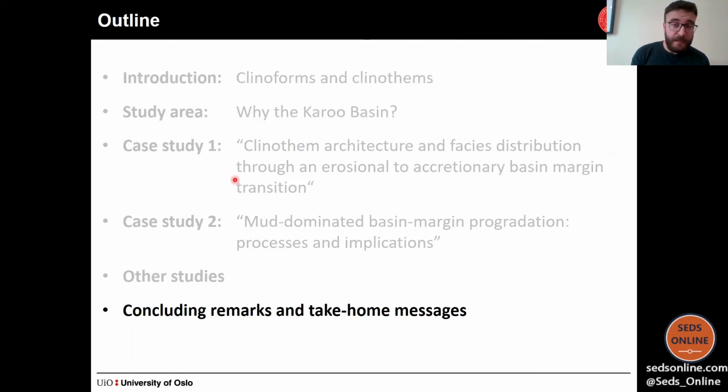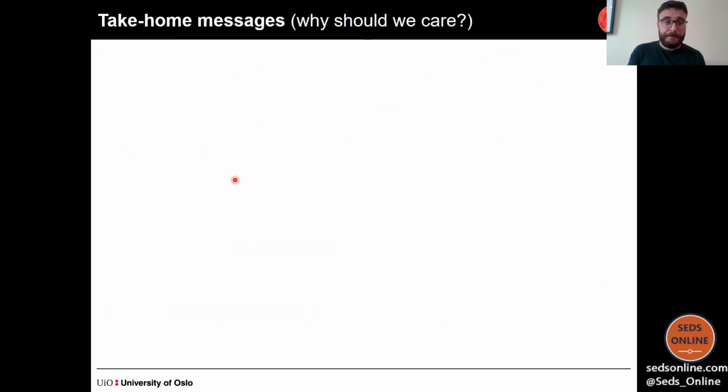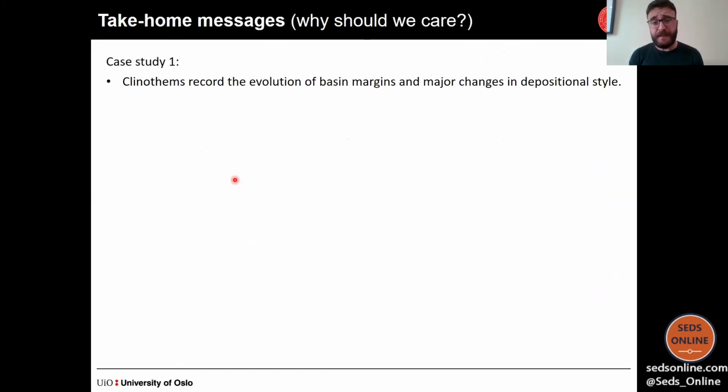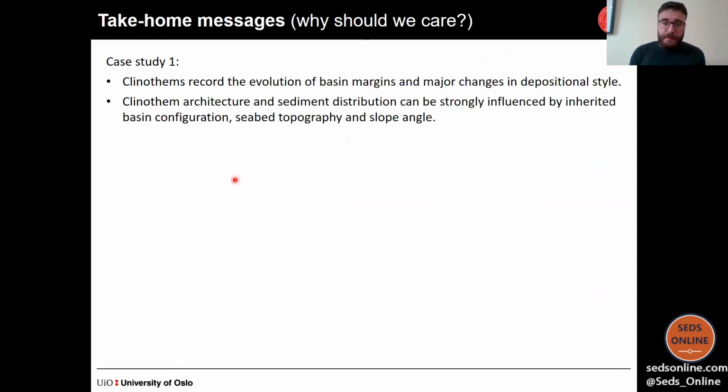So finally, and I think I'm okay time-wise, some concluding remarks and hopefully some useful take-home messages for everyone. Why should we care about all this? Well, from case study 1, we know that clinothems record the evolution of basin margins and can record major changes in the depositional style of these basin margins.